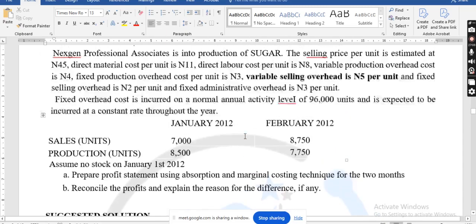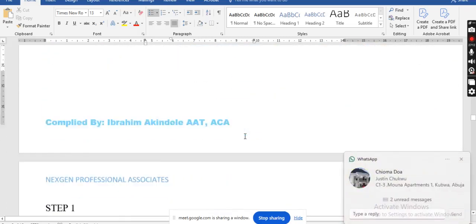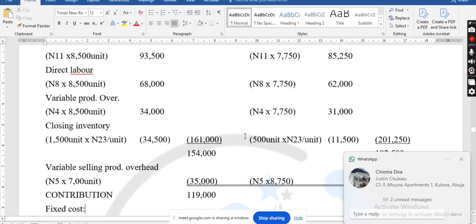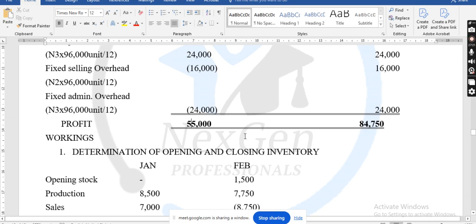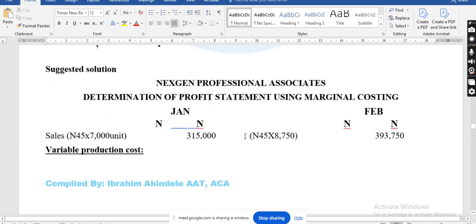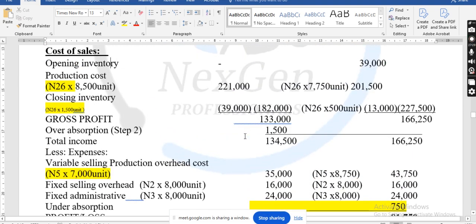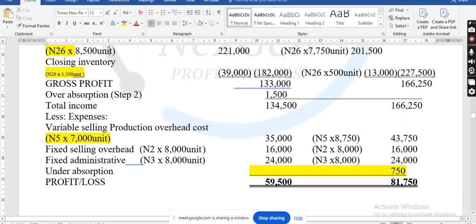Even go and check your marginal costing suggested solution, where is it? This is it, right? We equally divide it. I even put it there, you can see it under the fixed administrative overhead, divided by 12. So that is why I asked you whether you have been following us in this question. I don't expect you to ask that question, but it's fine. Thank you very much. Well done.